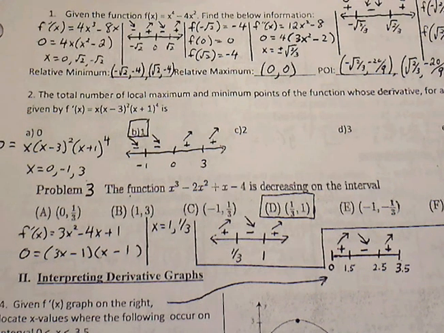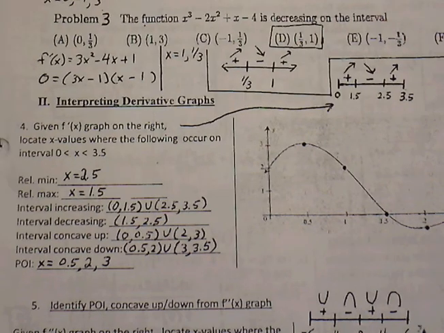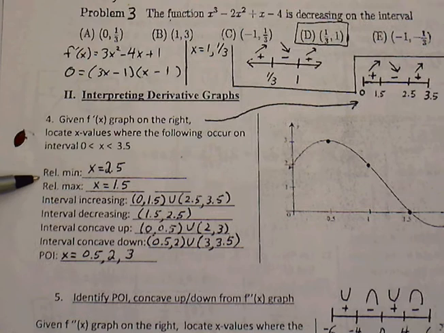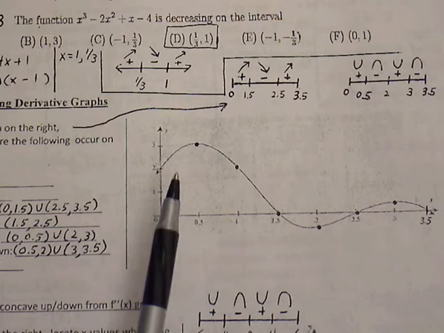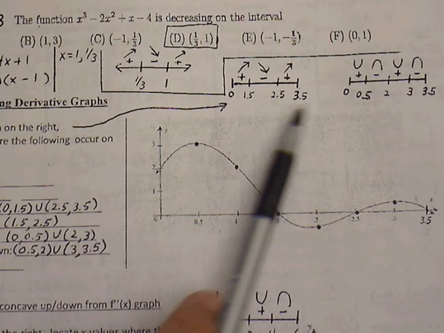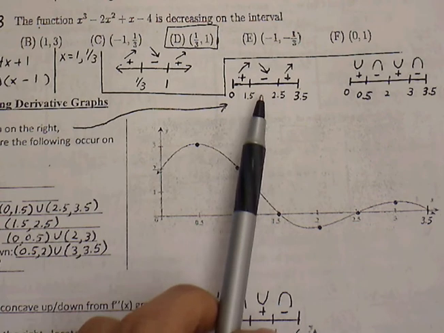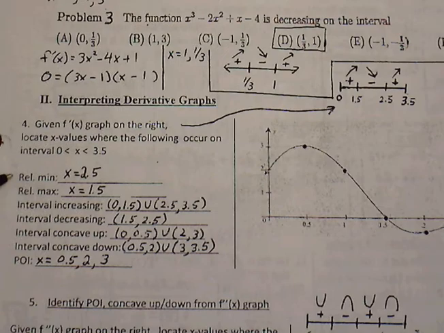Okay, moving on to interpreting derivative graphs. It's important that students are able to look at an f prime graph and identify all these characteristics. What I would like to stress is that when you're looking at a derivative graph, the first step is to try and create your sign lines. If you create your sign lines, that will make it easier to visualize what the graph looks like. If you can visualize what the graph looks like, then answering these questions becomes a lot easier.